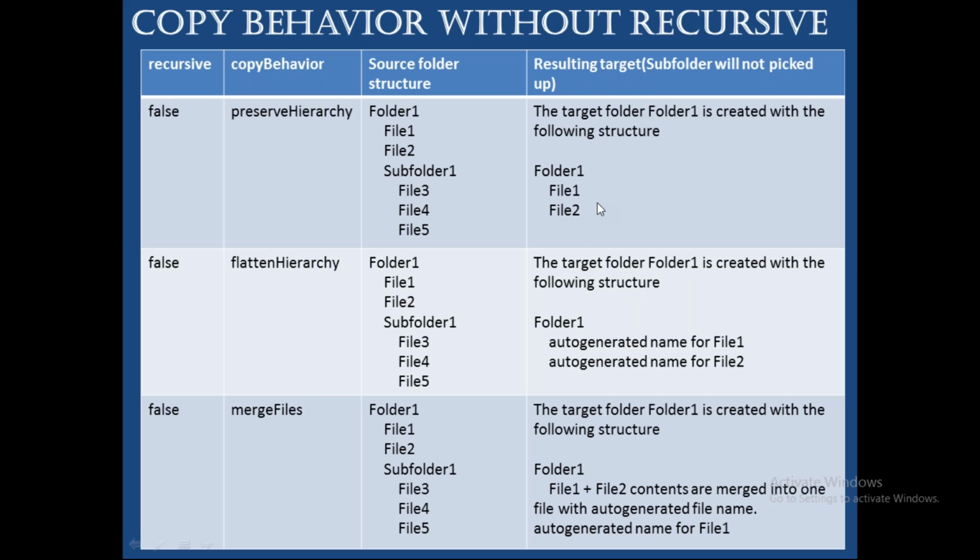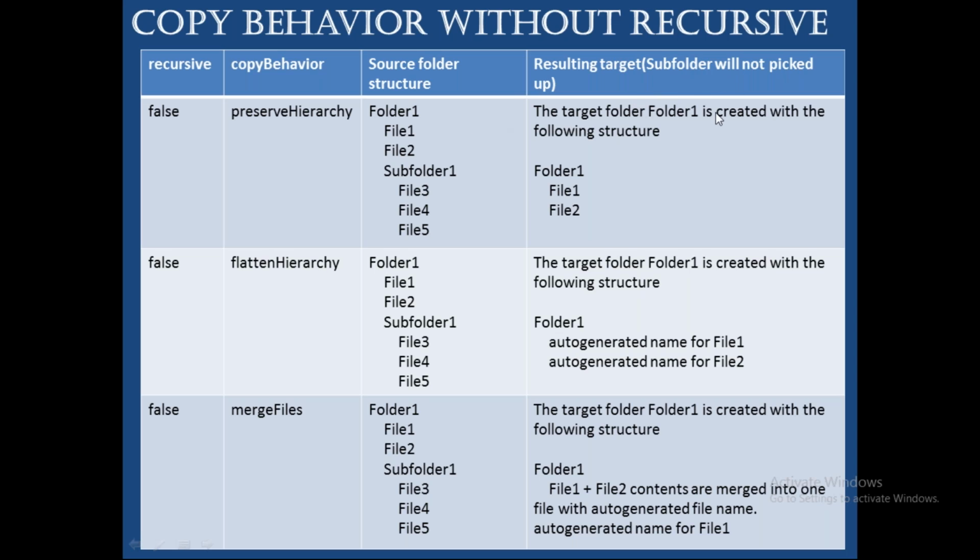Okay, next, flatten hierarchy. Flatten hierarchy is nothing but the same. See, when recursive is false, in all these copy behaviors it is going to ignore your subfolders. Okay, remember, it is going to ignore subfolders. Now you see, preserve hierarchy means file 1, file 2 will be moved to your target, but subfolder files will not be considered. See here, the subfolder will not be picked up.